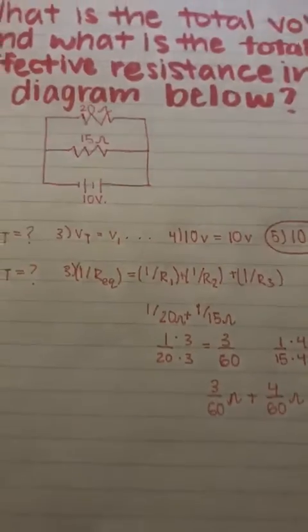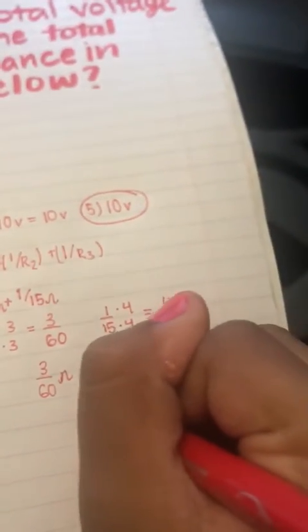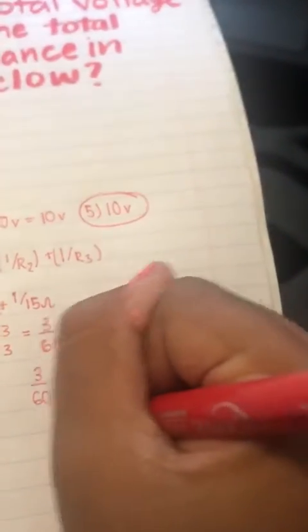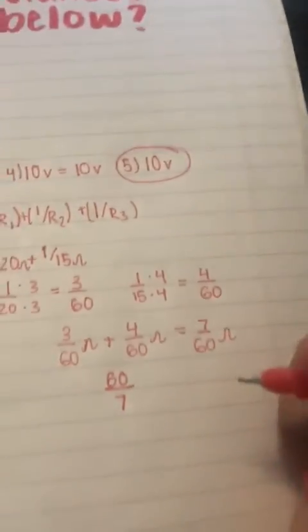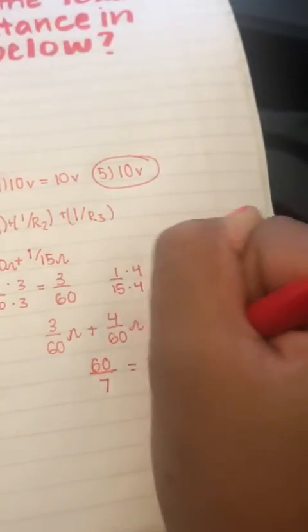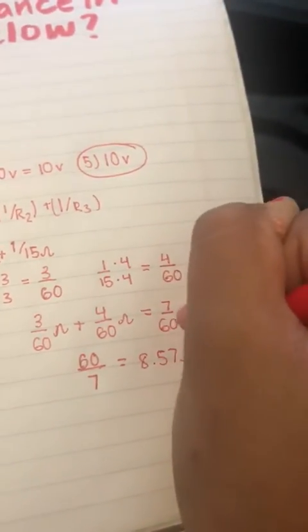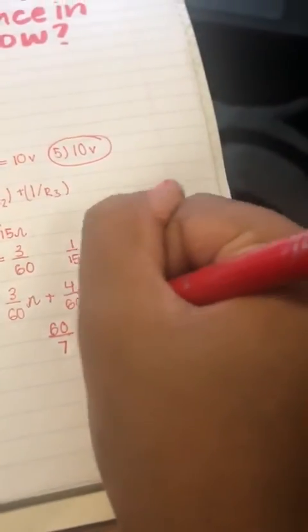And then, last but not least, we flip the numerator and the denominator and put 60 over 7. And when you plug that into your calculator, you get 8.57. And that is your total resistance.